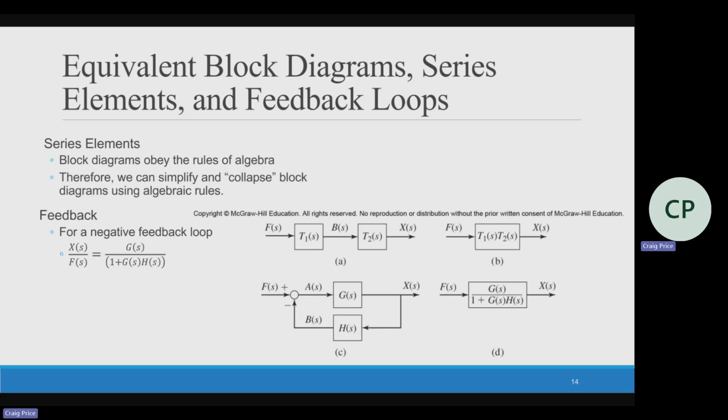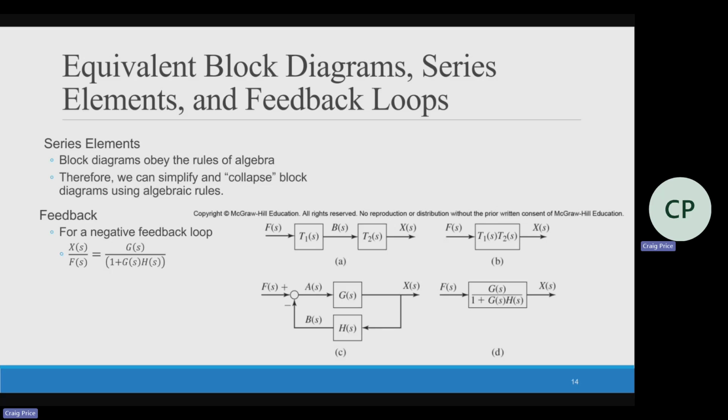Just remember that if I send an arrow into a block, that's essentially a multiplier. Even if it's a transfer function, I'm multiplying whatever that input is by the transfer function. So let's say I had this force gets multiplied by T1. That gives me an output of B. And then I take B and I multiply it by T2. That gives me X.